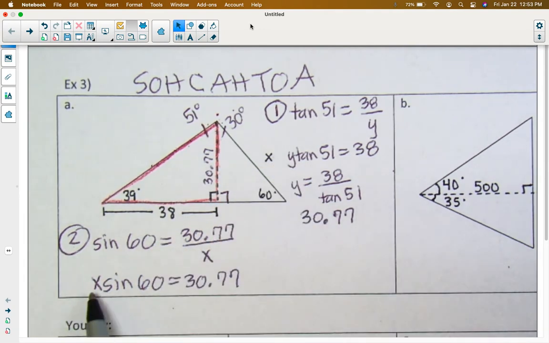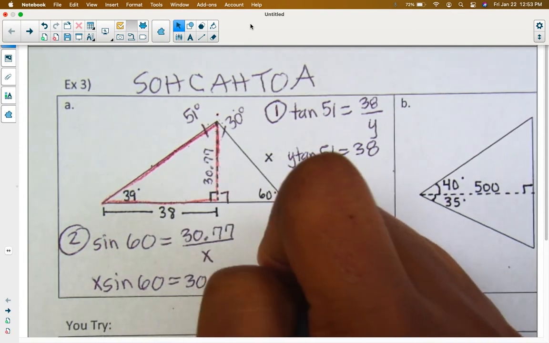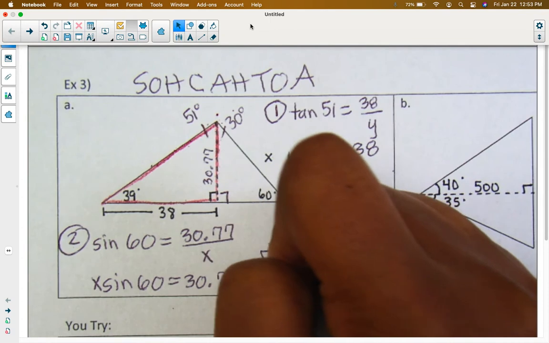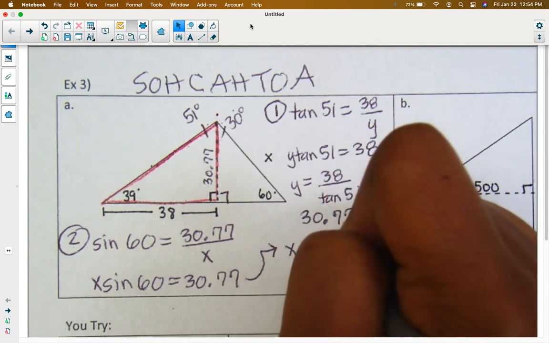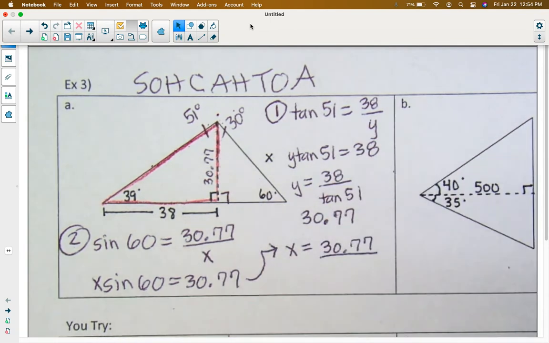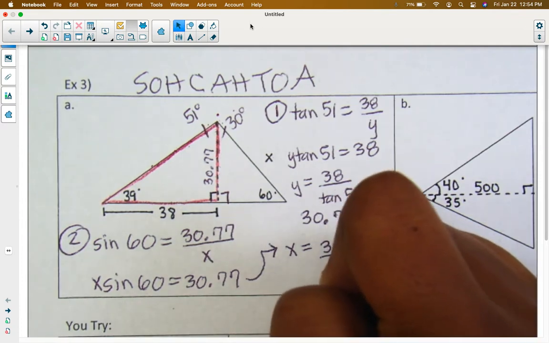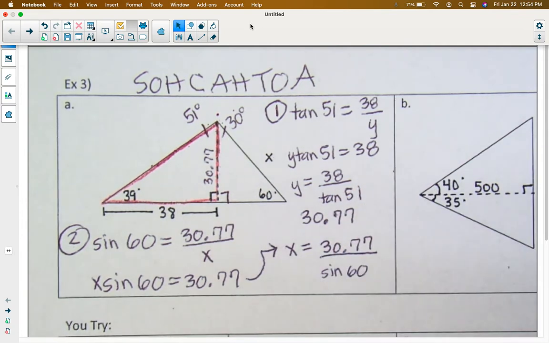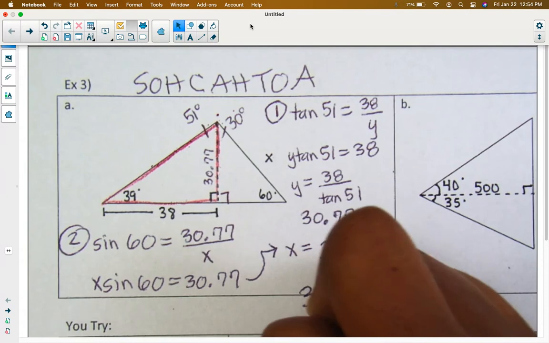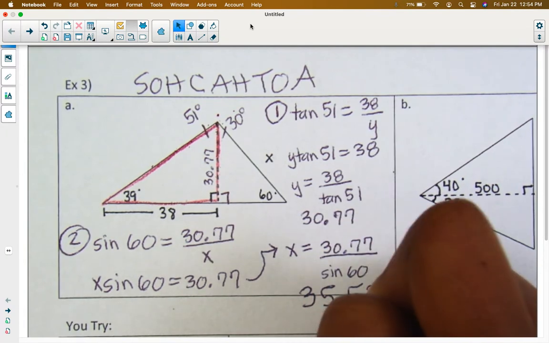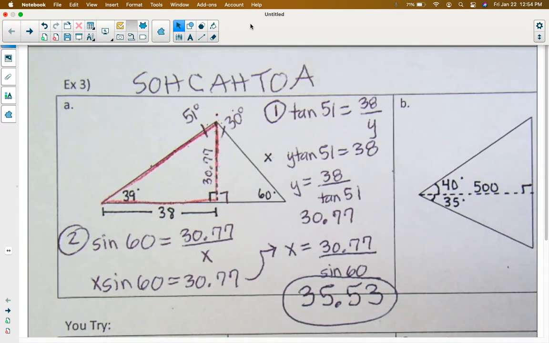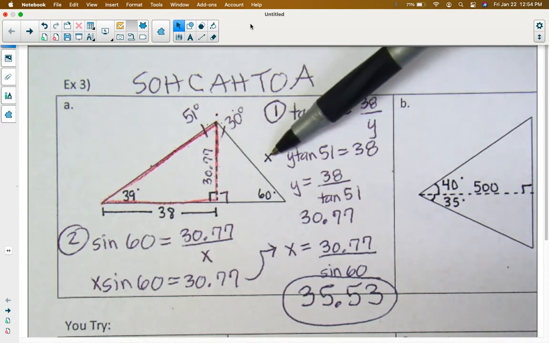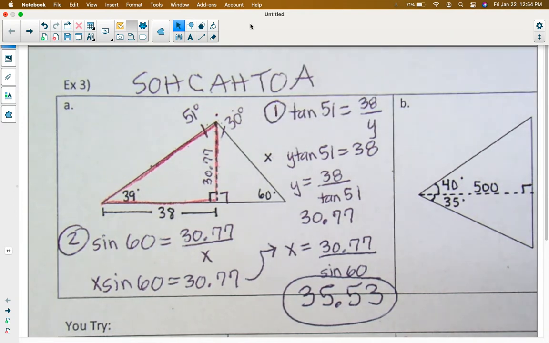And then the opposite of multiplying by the sine of 60 is to divide. So this gives me x equals 30.77 divided by the sine of 60. And we typed that in decimals, and I got 35.53. So that means the length of x, which is what we're looking for, is 35.53.